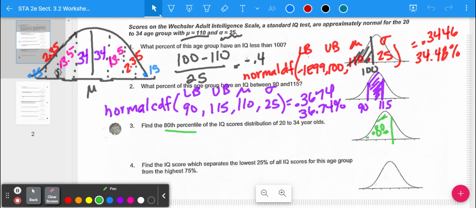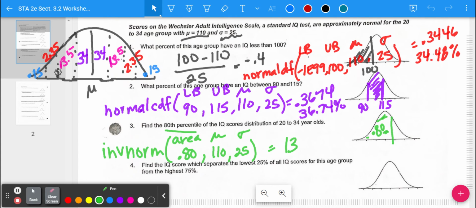So I can still put this into the calculator. We use the inverse normal. So second vars, if you've missed it, this is option 3 for the inverse normal. The area that we're looking for in this case is 0.80. We're going to run the mean, which is 110, and our standard deviation, which is 25. And when I plug that into my calculator, I will know that the score to be the 80th percentile would be 131.